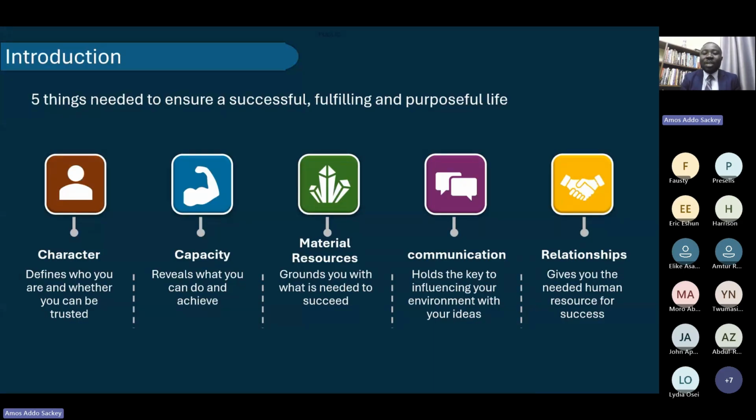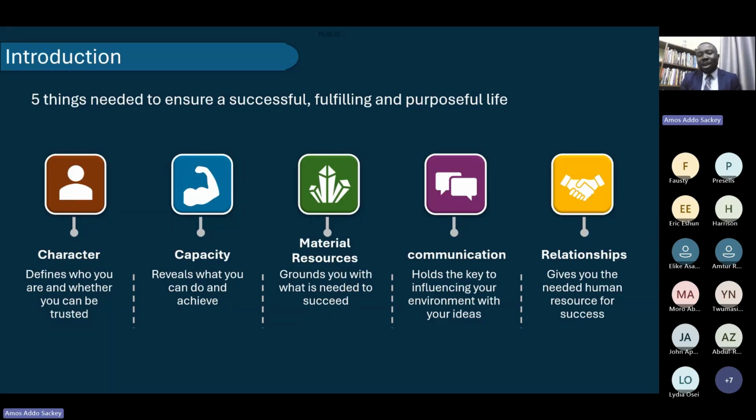And then we all need material resources. Every one of us on this call, you are using some material resource, whether it's accommodation, whether it is food, clothes, money.